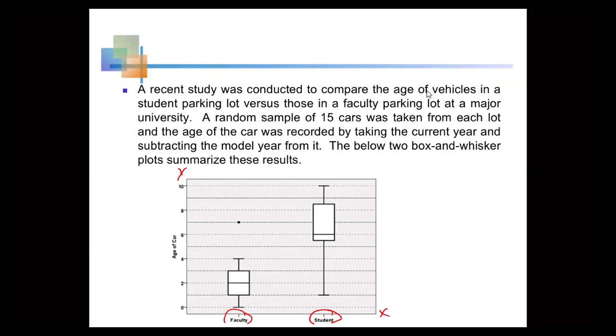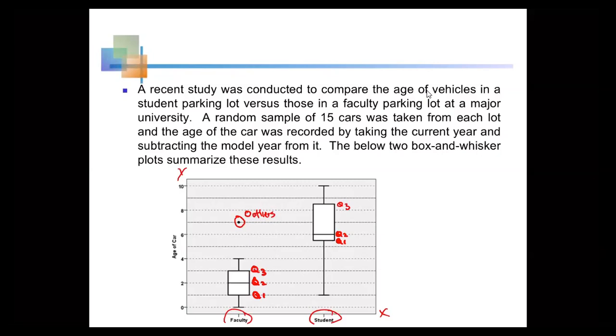Okay, so if you look, we have one dot here. This is what we call an outlier, an extreme value, because it's outside the whisker. So from here, this is Q1, this is Q2, and this is Q3.